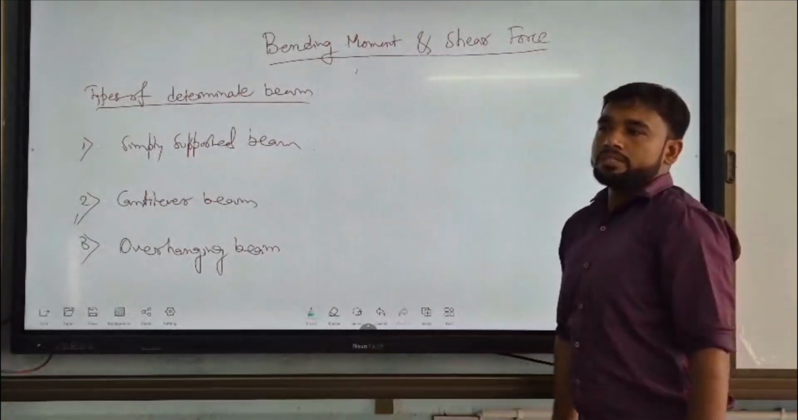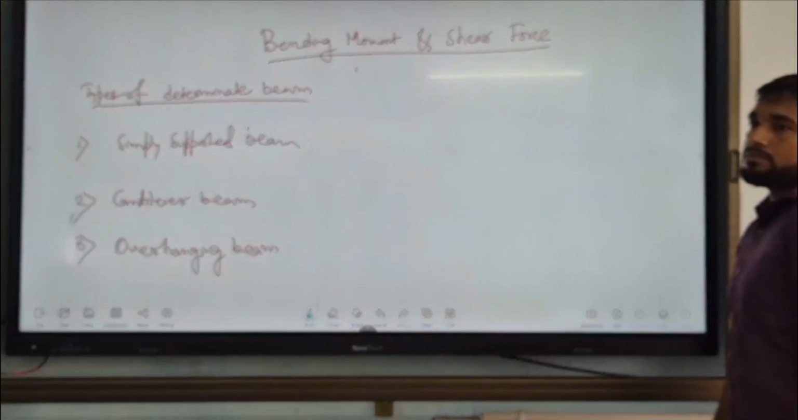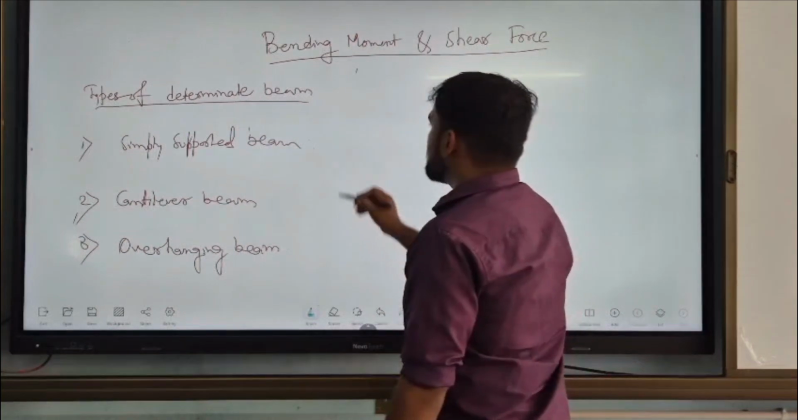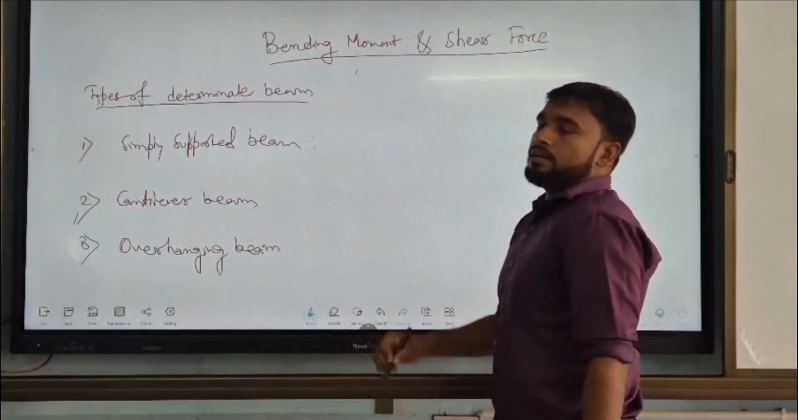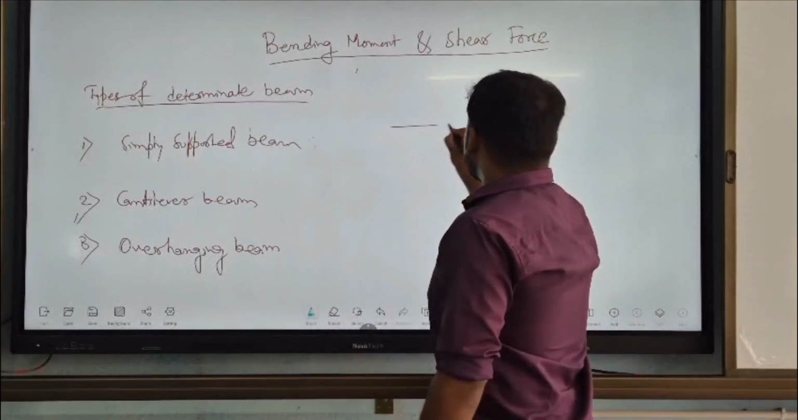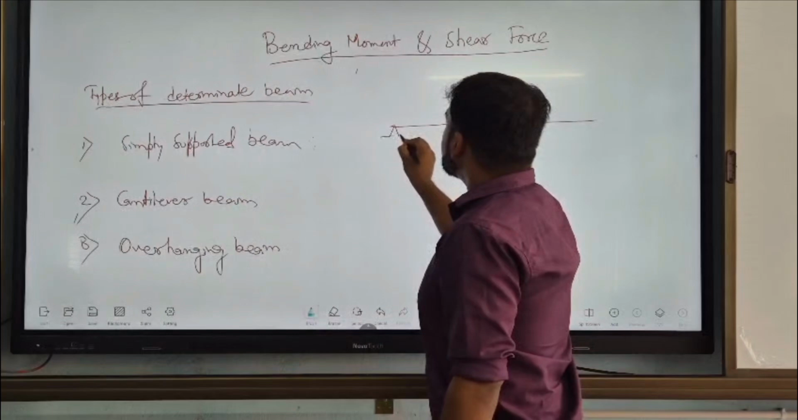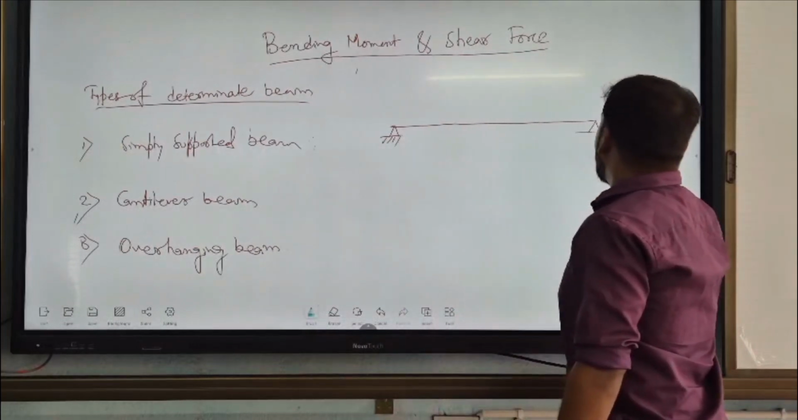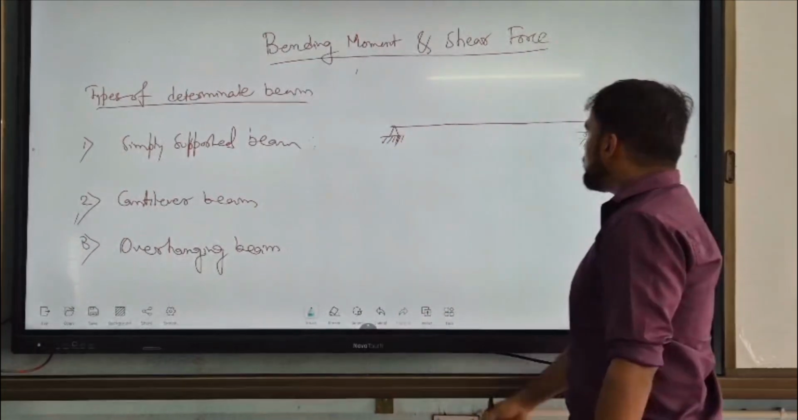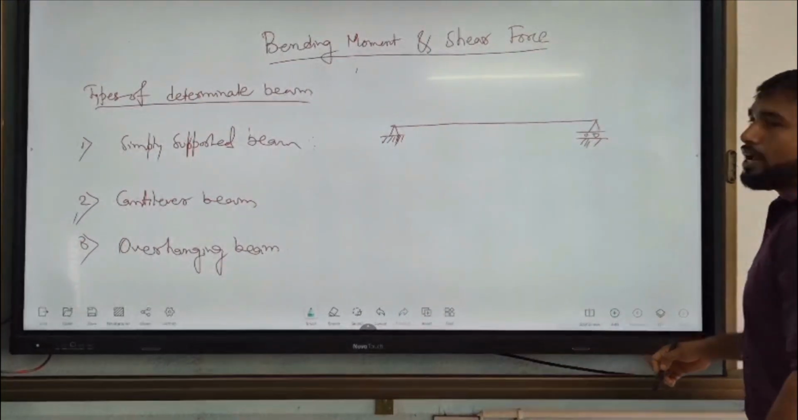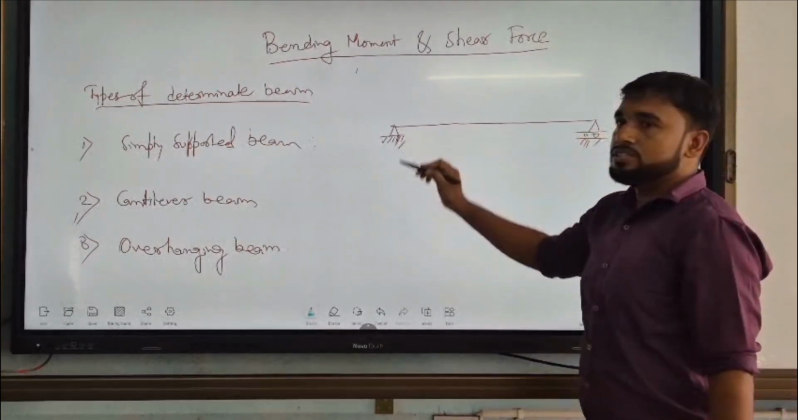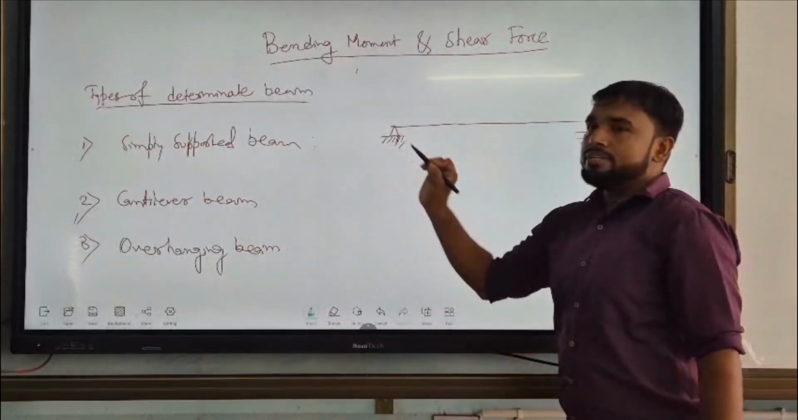What is a simply supported beam? Sneha, what is a simply supported beam? Exactly. A roller support will be on one side and a hinge support on the other side. A simply supported beam is one in which one end has a hinge support, and the other end has a roller support. So in a simply supported beam, one end has a roller support and one end has a hinge support. Okay. This is called a determinate beam. Why?